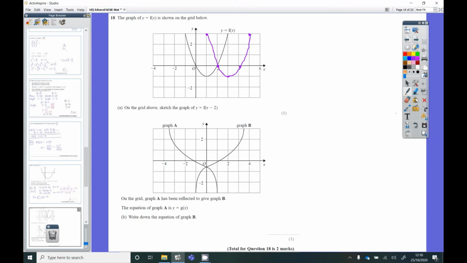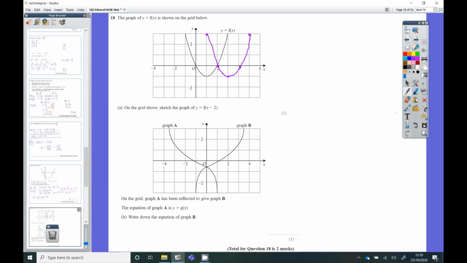Whenever the change is inside the function, inside the brackets, it affects the x value opposite to what you would naturally expect. Because we had x minus 2, it's going to be 2 to the right. Had it been outside the function, then it would affect the y values as we would expect.